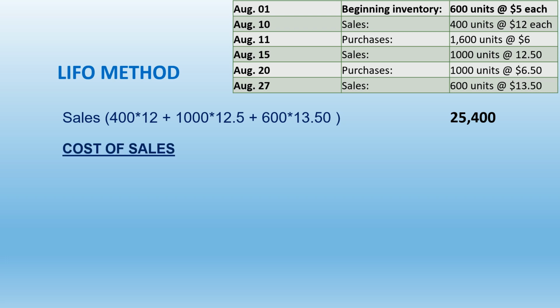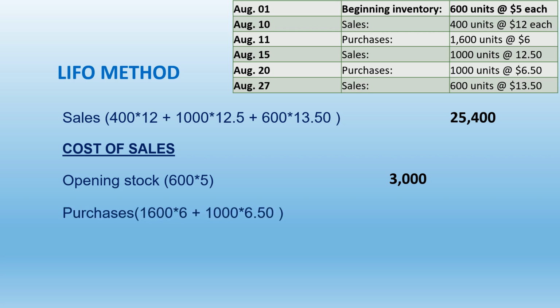In the cost of sales, first we have to take the opening inventory or the beginning stock. For that, we are going to take 600 into $5, which is 3,000. The next option is we are going to calculate the purchases. The purchases is the purchase quantity into its relevant prices. So here, the value is 16,100.